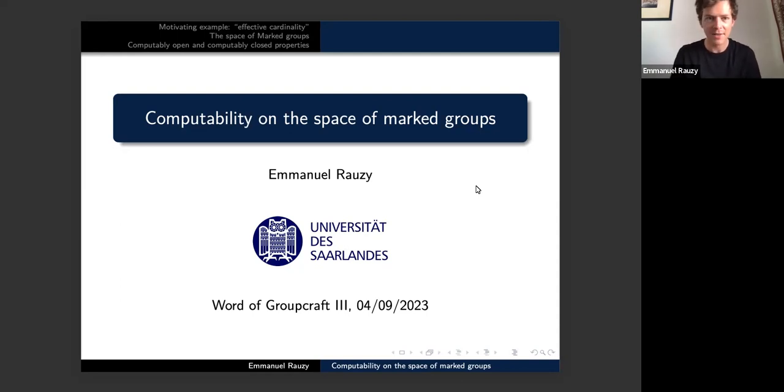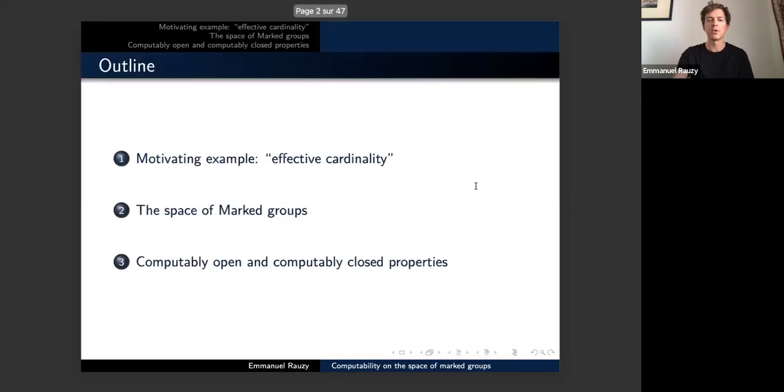Today, I want to tell you about some applications of computability to the study of finitely generated groups. And maybe this is more about having one paradigm of constructive mathematics than about actually computing things. But we'll see about that. So I will start with a motivating example for the study of computability in group theory.